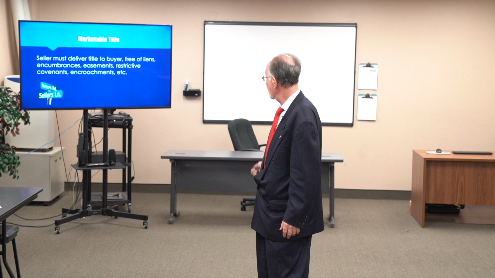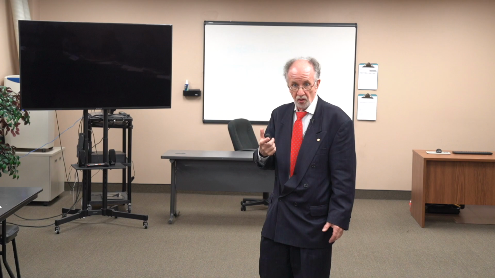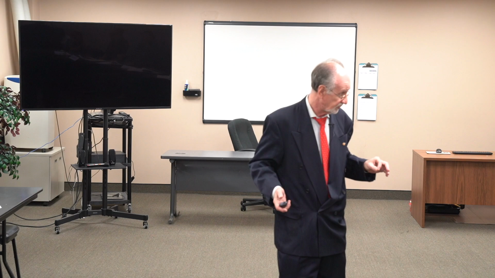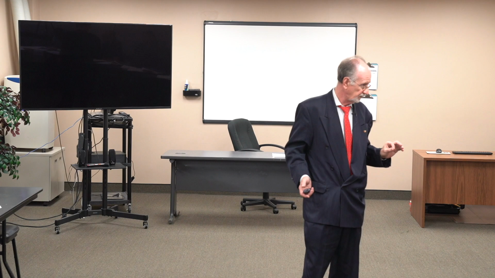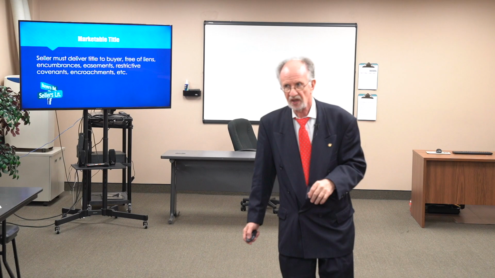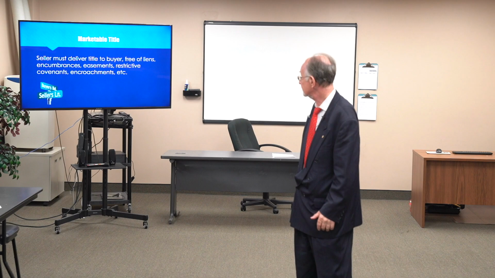Marketable title. Before, we said real estate contracts are bilateral. Bilateral, promises are mutually exchanged. So the buyer promises to pay money to the seller, but the seller promises to give good title to the buyer. And what is good title? Well, it's free of liens, encumbrances, easements, restrictive covenants, encroachments, etc.